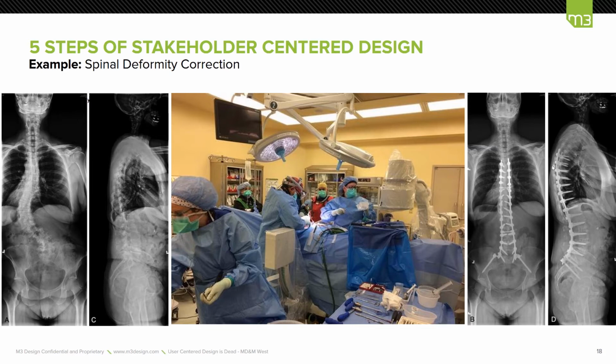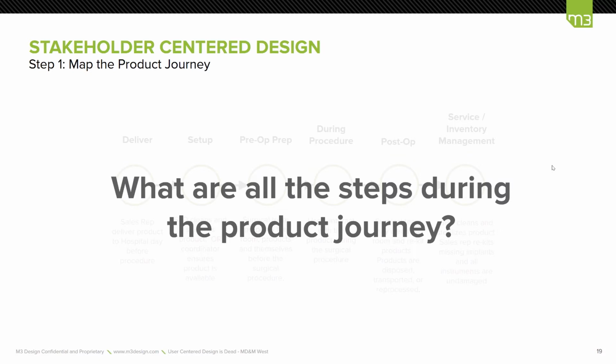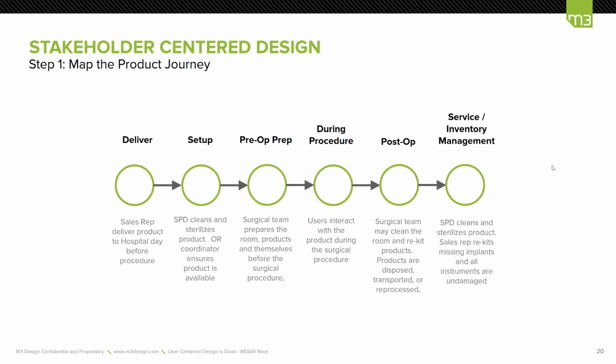So first thing we want to do is map out the product journey. Just ask yourselves, what are the steps during the product journey? Put them all up. In this case, what's also kind of unique with this system is that sometimes the instrumentation set is not actually at the hospital all the time. Sales reps or sales distributors actually are the owners of the product. They don't actually sell it to the hospital. The implants that get put in are what gets sold. And so what they do is they manage that inventory.